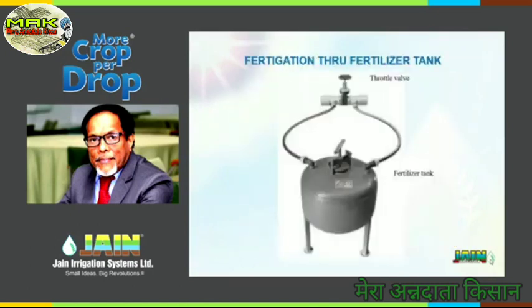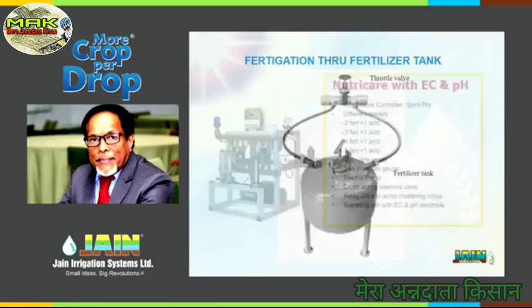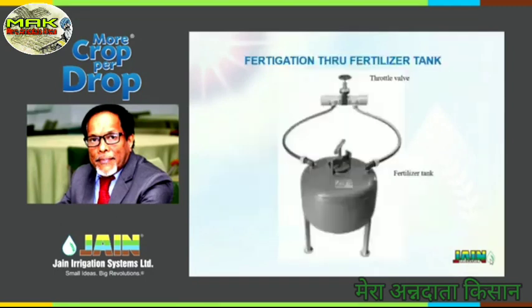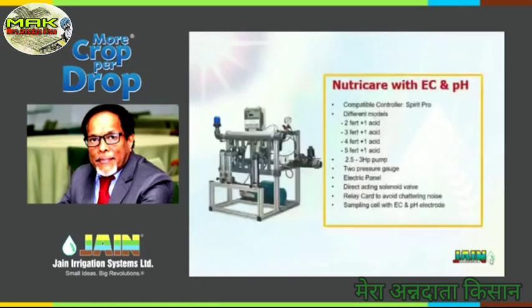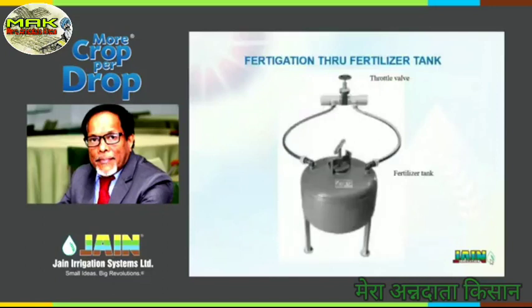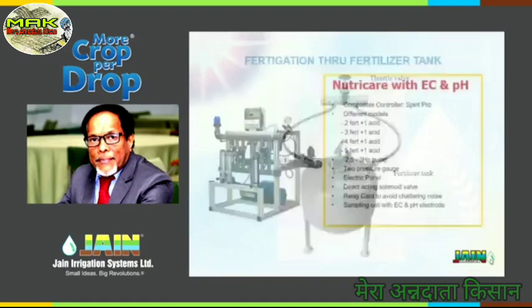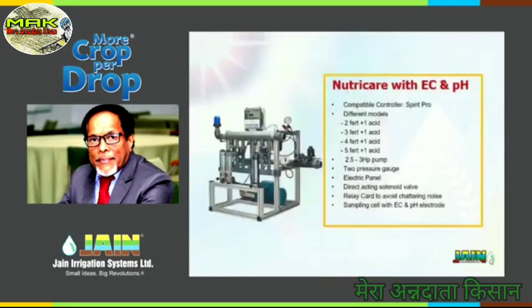Then we have the fertilizer tank here. You prepare a solution and put it in the tank, and when you work with the throttle valve, water from the main line will come to the tank, carry the fertilizer-containing water and go back to the system through the outlet. So fertilizer slowly moves with the water. These two systems are the ones you commonly see in all farmers' fields in India.